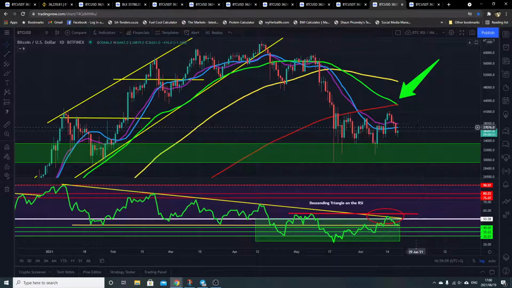Okay, so here is a bearish divergence. It kept on happening all the time. Here's the RSI, bearish divergences: price went up, the RSI went down.